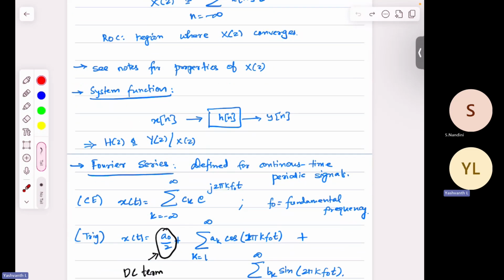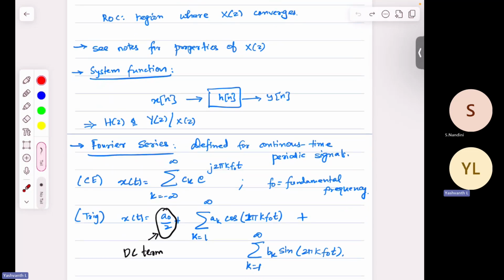Now we delve into the special, very famous notion called the Fourier series. It is special because it is defined for a particular class of signals which are continuous time and periodic. Only for continuous time periodic signals do you define what is called the Fourier series.